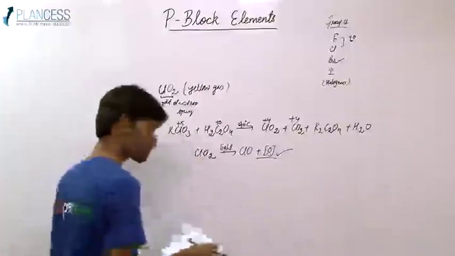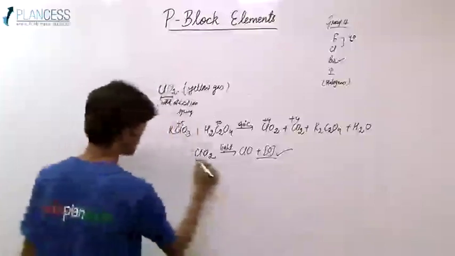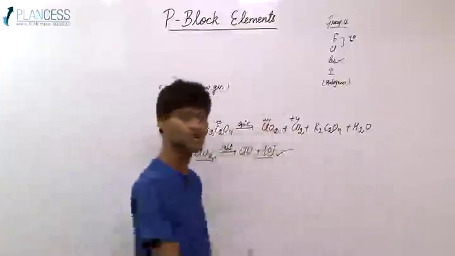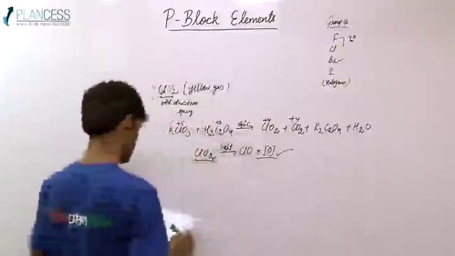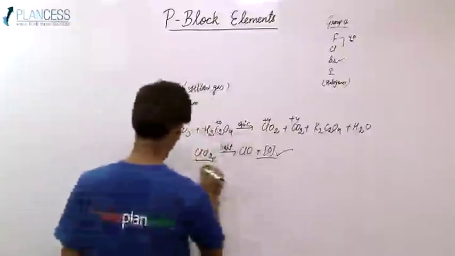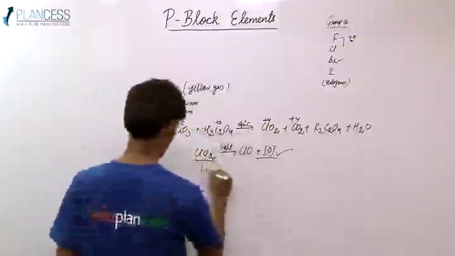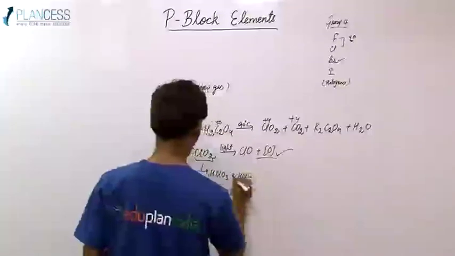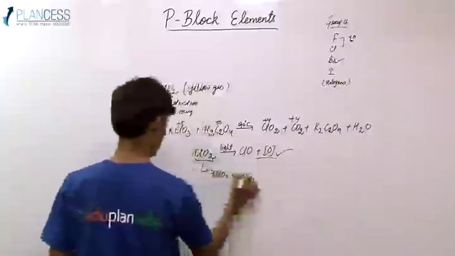ClO2 dissolves in NaOH forming chlorite and chlorate, that is, ClO2 is a mixed anhydride of HClO3 and HClO2. So it is an important point to be noted: HClO3 and HClO2, chlorate and chlorite, from ClO2.